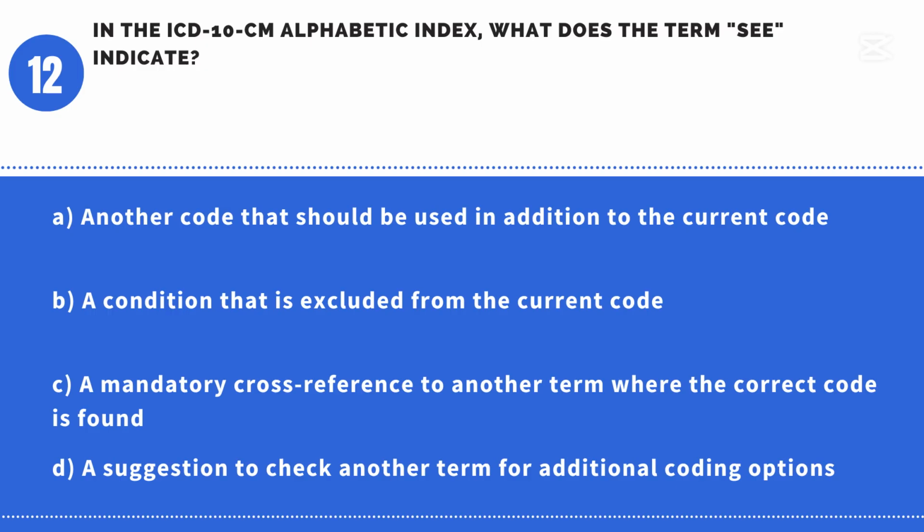Question 12. In the ICD-10-CM alphabetic index, what does the term "see" indicate? A. Another code that should be used in addition to the current code. B. A condition that is excluded from the current code. C. A mandatory cross-reference to another term where the correct code is found. D. A suggestion to check another term for additional coding options.